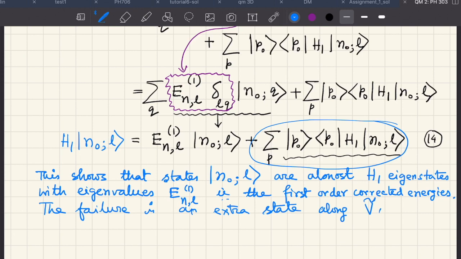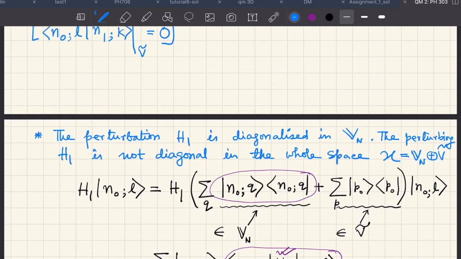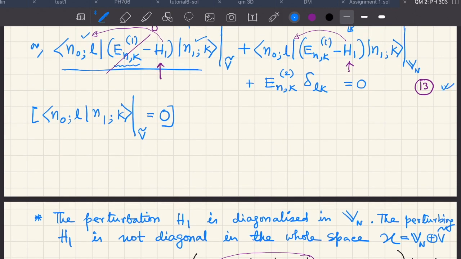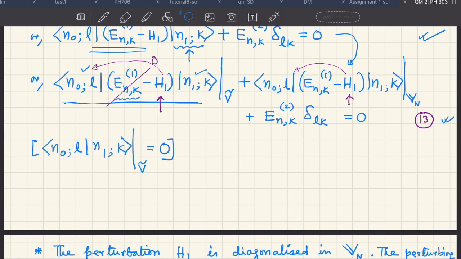So with this in mind, let us look at our equation number 13 again. So this was our equation number 13, and let us then write this. I think it's better that we take this equation as it is.